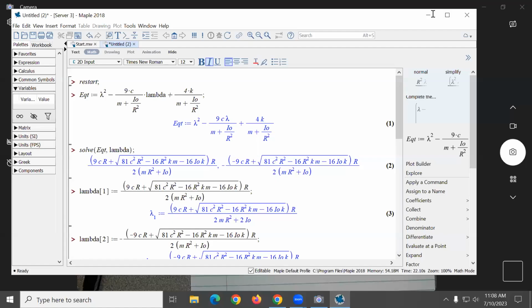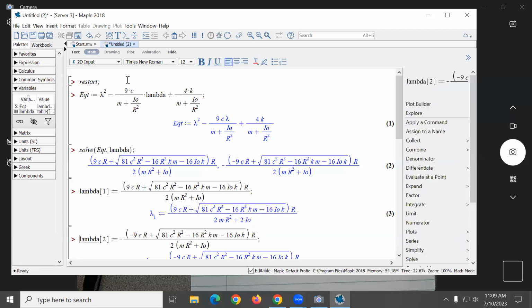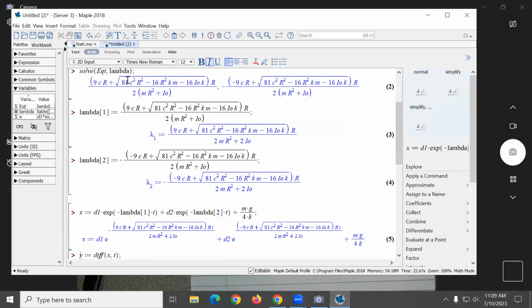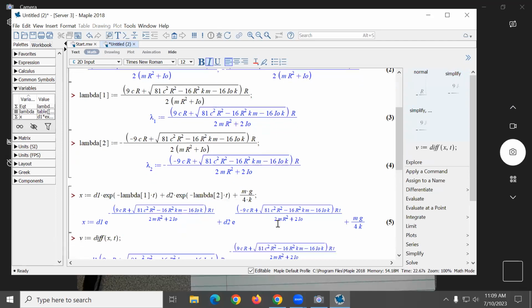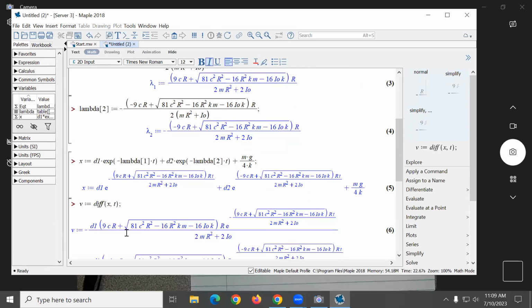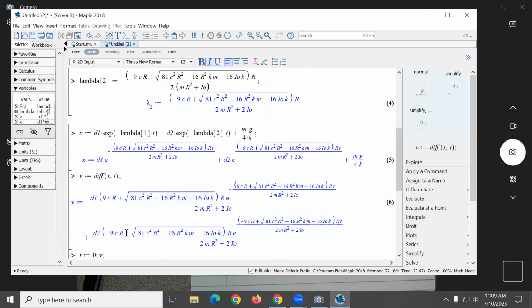This, as we say, will be the solution for the X bar. So lambda 1, lambda 2 is for the X bar. Now here, this is the solution for X. So X is the solution for X bar, that would be this part plus the static solution. Okay, so it's this one over here. So you see, this will give us what? This would be the velocity.